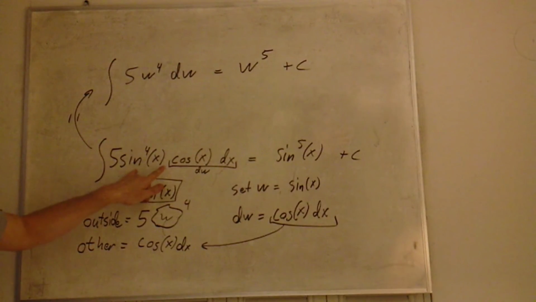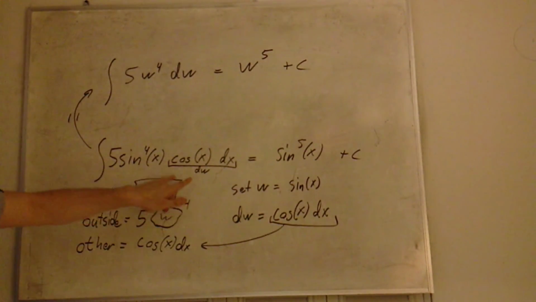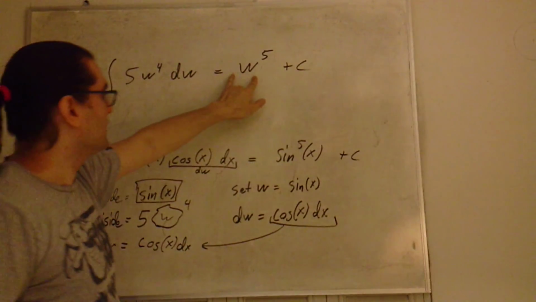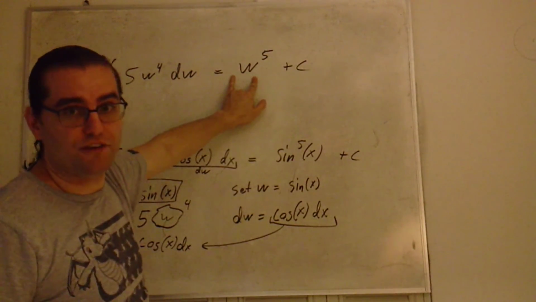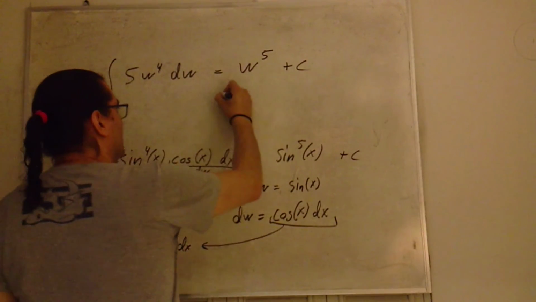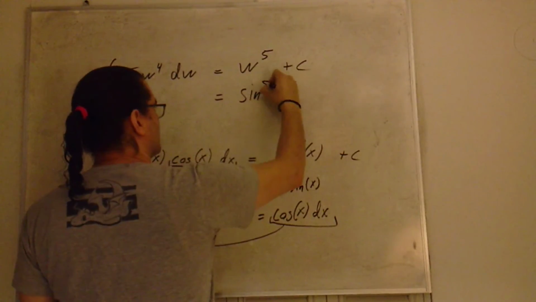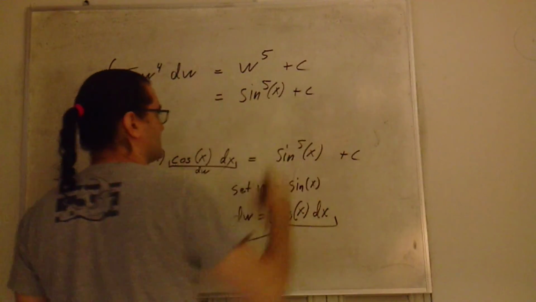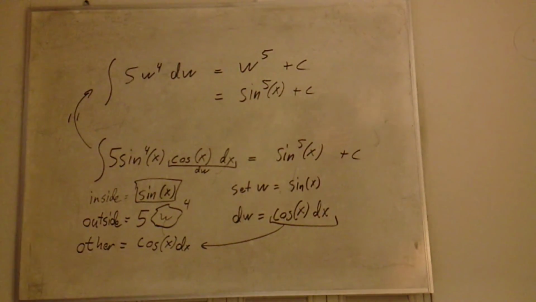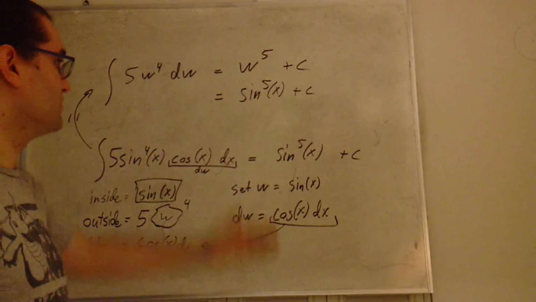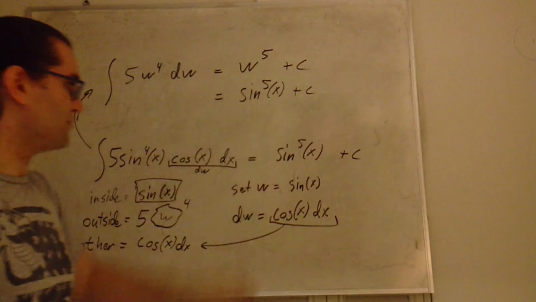So if we swap out our sines and cosines for w's and dw's, this integral gets really easy. And we can just do w to the fifth there. And then we just have to unsubstitute. w was the sine of x, so this is sine to the fifth x plus c. And that's it. That's the whole thing. That is the correct answer that we knew we were going to get to.